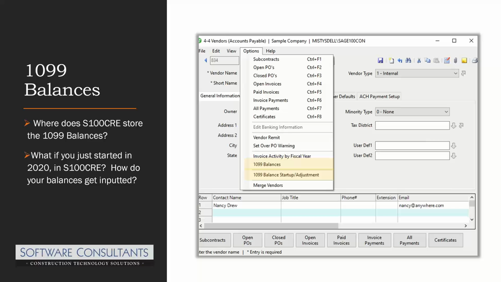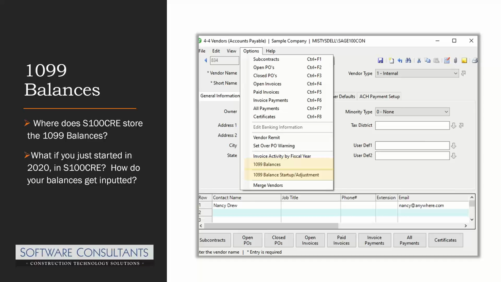So if you're using the software as it was meant to be used, you don't even have to think about what the balances are. That's also one of the beauties of doing your processing of your 1099s right through Sage 100 Contractor. You don't even have to think about it. The data is already there. You just have to process the form, basically. So it's really a great benefit. But it stores it in a separate table. There's nothing that you need to do with it. It just does it automatically for you as you're entering AP.